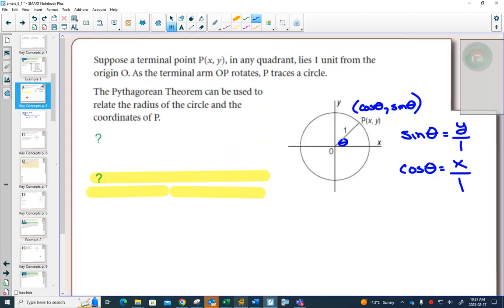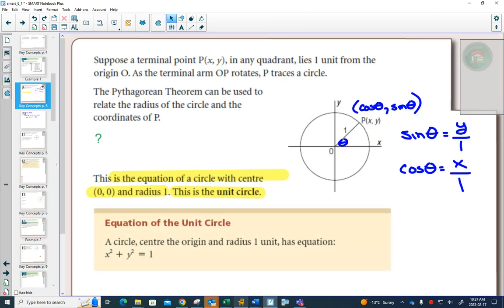Next, they tell us that the equation of a unit circle is x squared plus y squared equals 1. All this is the equation of a circle is just a squared plus b squared equals c squared.